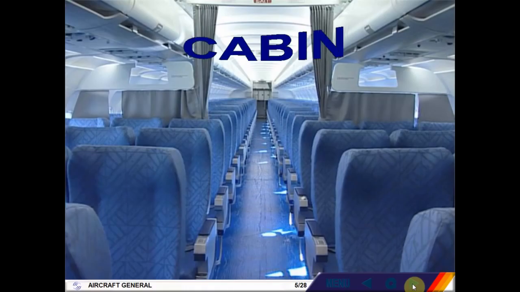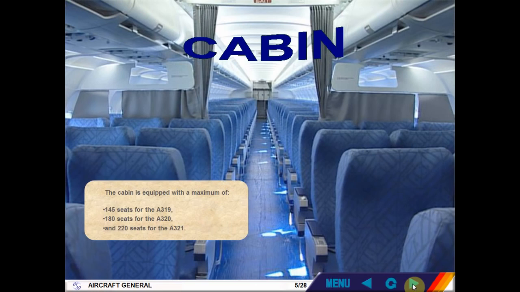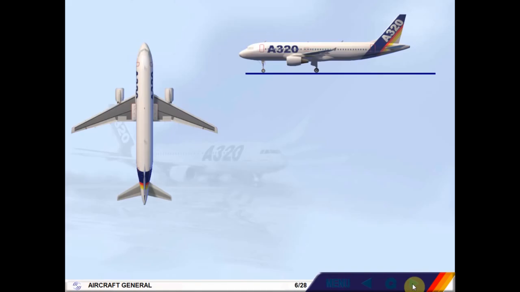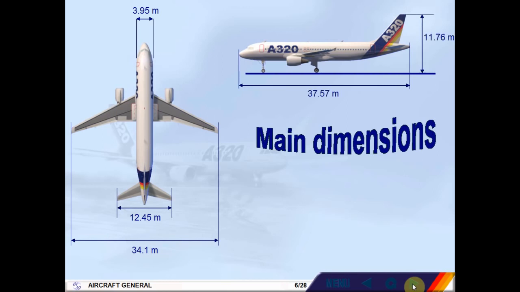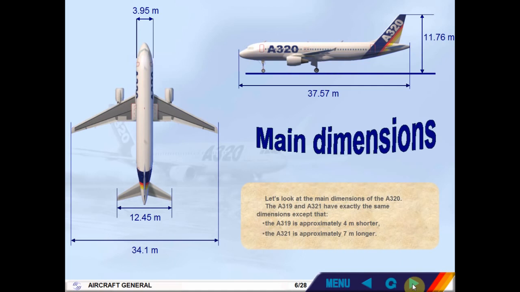The cabin is equipped with a maximum of 145 seats for the A319, 180 seats for the A320, and 220 seats for the A321. Let's look at the main dimensions of the A320. The A319 and A321 have exactly the same dimensions, except that the A319 is approximately 4 meters shorter. The A321 is approximately 7 meters longer.